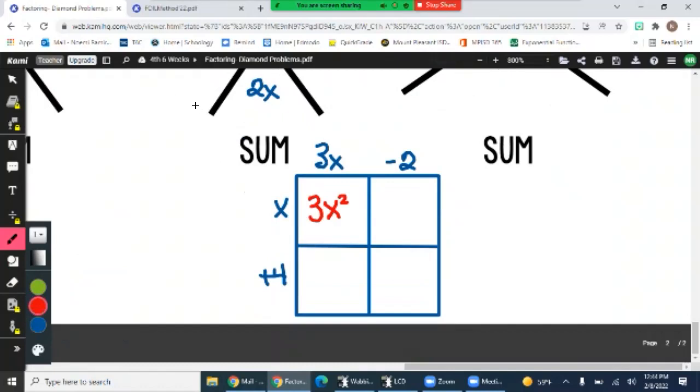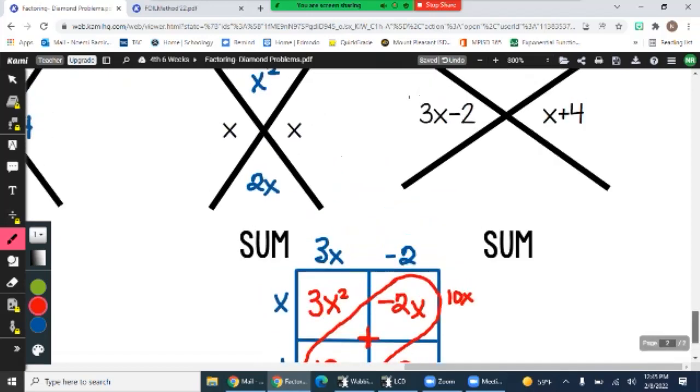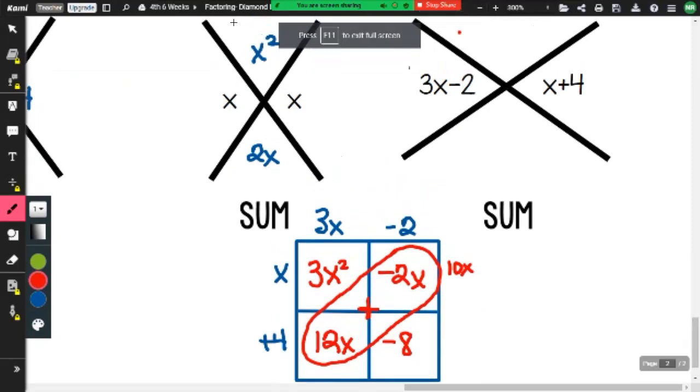And then x times negative 2. And then 3x times 4. And 4 times negative 2. Which ones always combine? Diagonal ones, right? When we combine, what are we saying we're doing? Adding, okay? So what's 12 plus negative 2 or negative 2 plus 12? All right, so let's put our answer together here. All right, so 3x squared plus 10x minus 8.